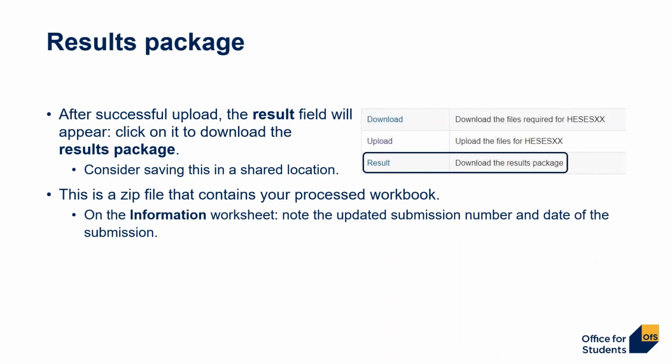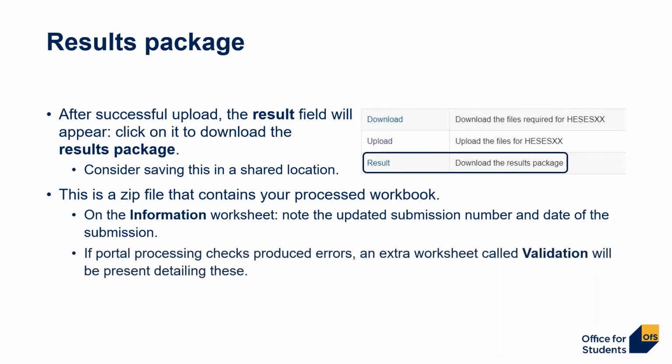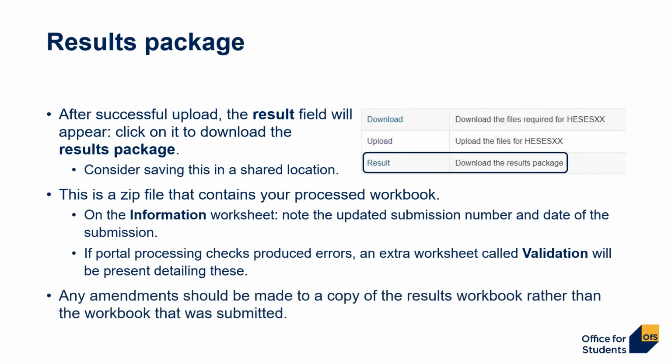After uploading, the portal performs a number of checks on your workbook, and if any of these fails, an extra sheet is inserted into the workbook in the results package. This is labelled as Validation and lists the errors found by these checks. Please check these, make suitable amendments to the workbook and then upload it. If you do need to make any amendments to your survey, you should edit a copy of this workbook rather than the one that you uploaded. You can then submit this to the portal once you have made the amendments.